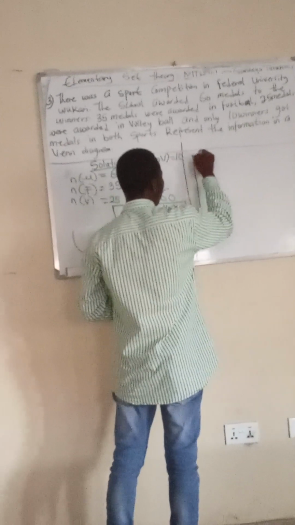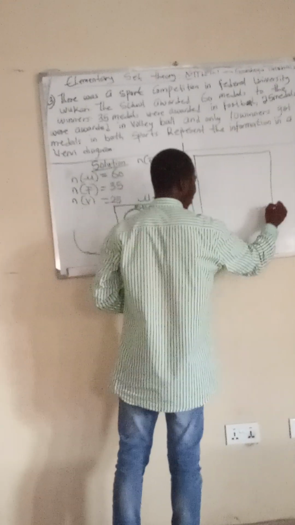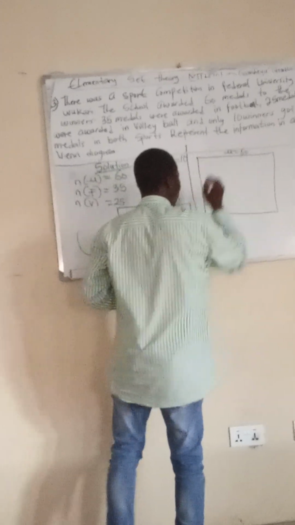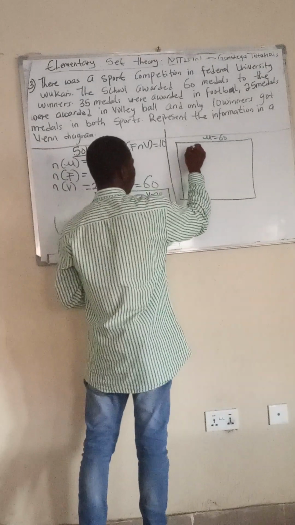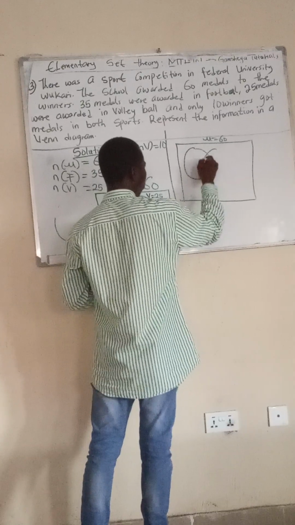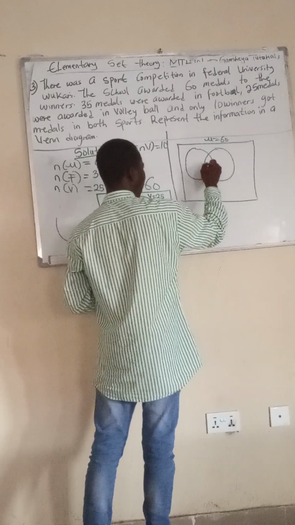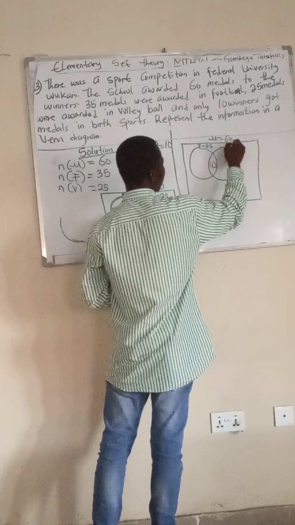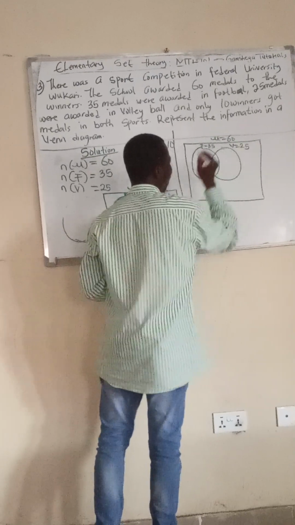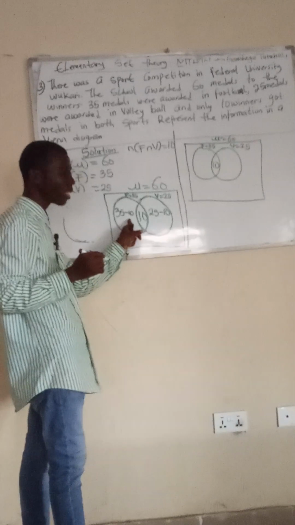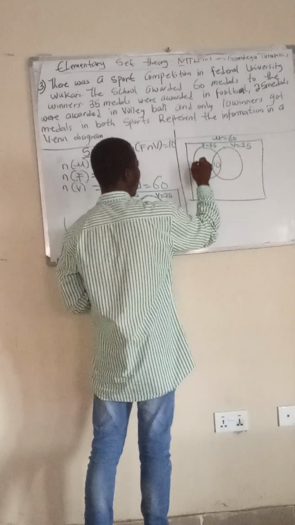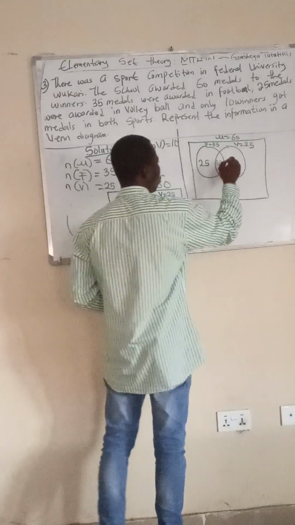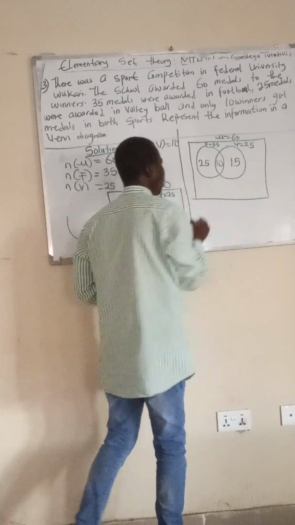Now, this is what they want us to give as our final representation of the Venn diagram. We have 60. So I'm going to be drawing this. I have my football and my volleyball. Don't forget I have here 10. This is F equal to 35, and this is my volleyball equal to 25. So look at 35 minus 10. What do I have? 35 minus 10 is going to be 25. And 25 minus 10 will give me 15.